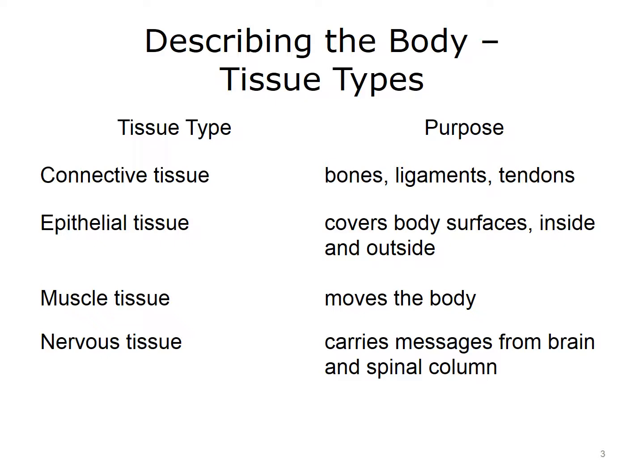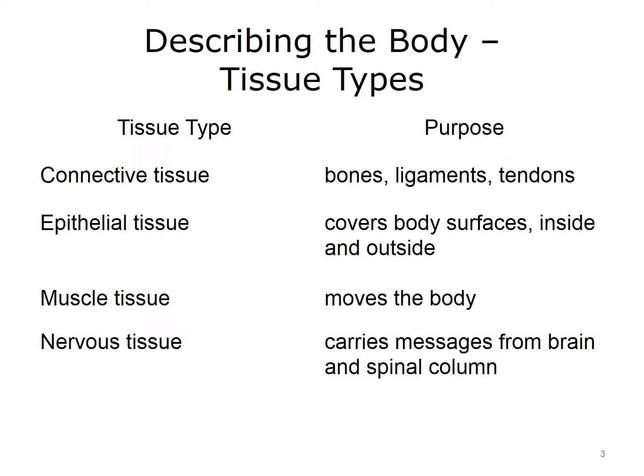The body is composed of different types of cells. The cells come together to form tissues. A tissue is formed when like cells are grouped together and function together to perform a specific activity. The body has four types of cells. Each cell type groups together to form a type of tissue.